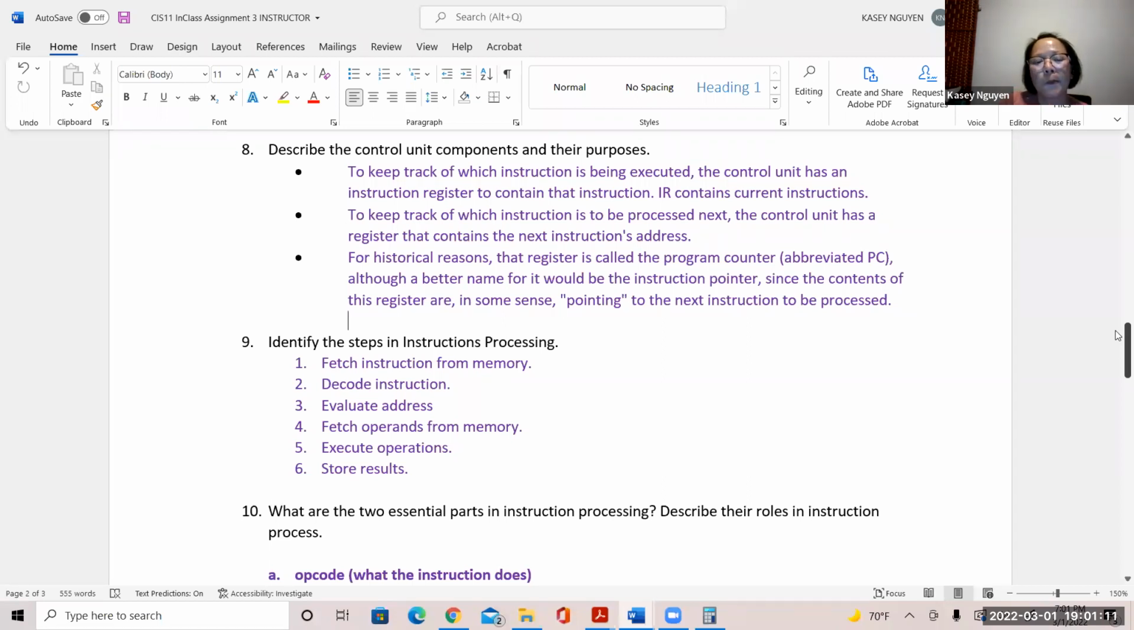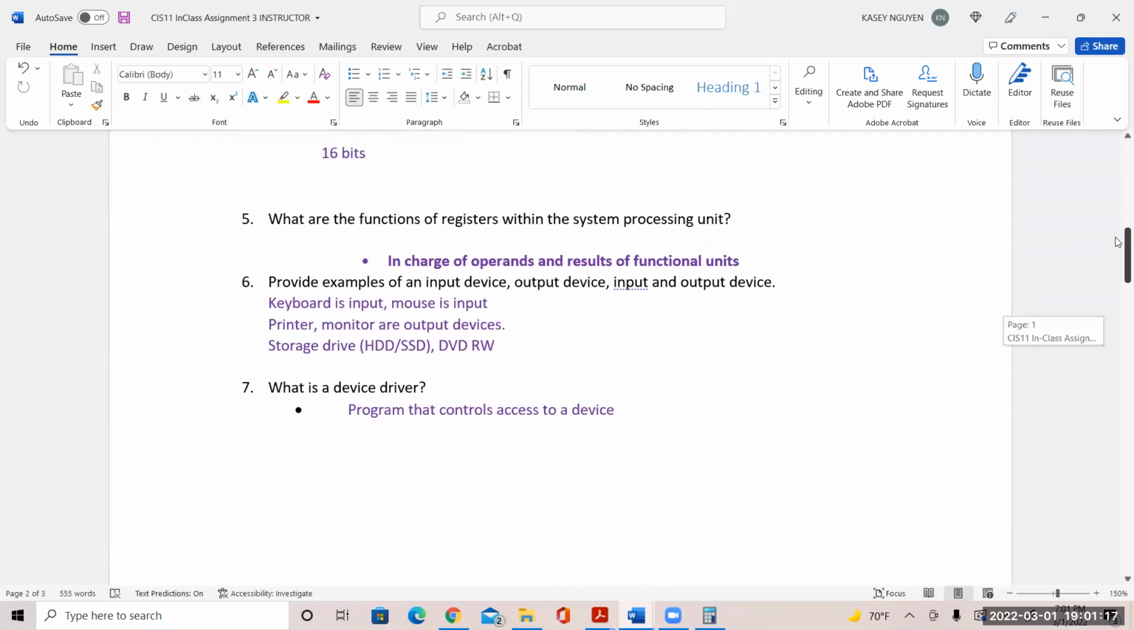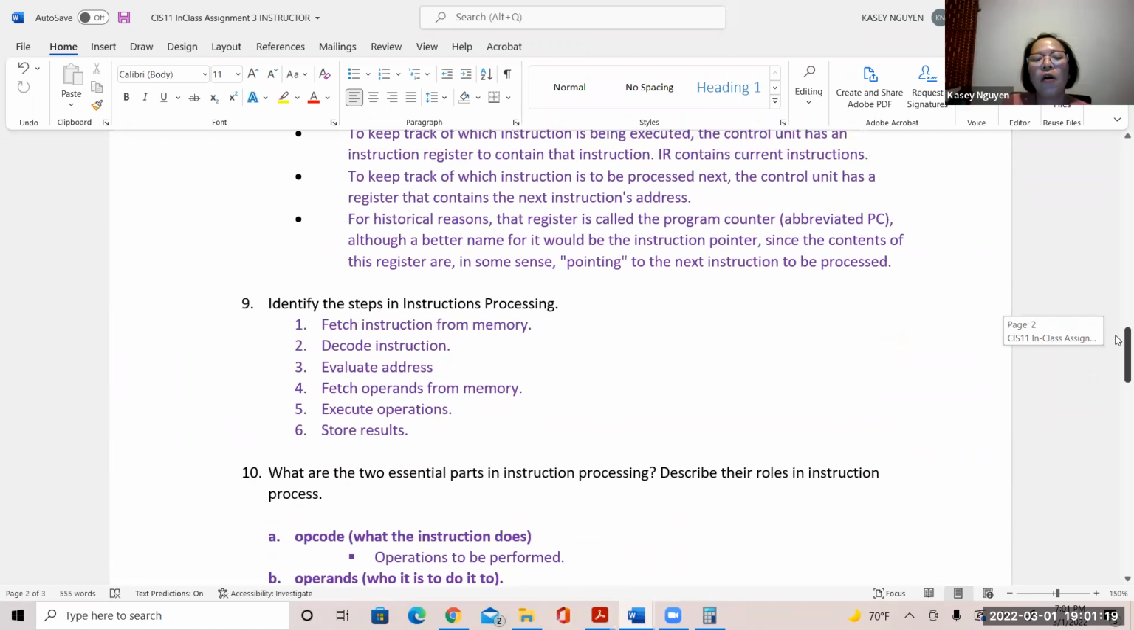Questions? Professor, can you give an example of number 4 again? Did you say it was like data structures or something? Oh, no, in the same list. Yeah, so for fetch operands from the memory, think about it like this: if our instruction is add R0, R1, R2, for example.